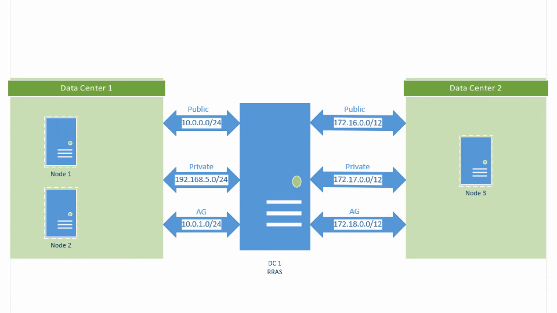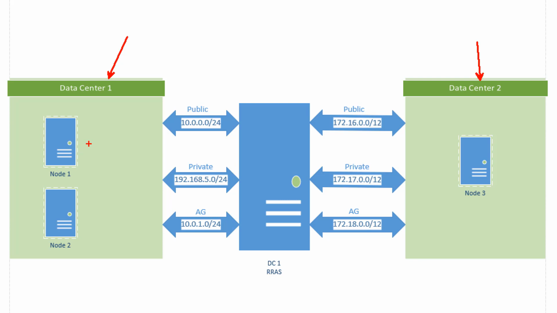What we'll see here is we've got two different data centers. Data center 1 is on a completely different physical network than data center 2. The idea here is that we have a 3-node cluster, and it's going to be a multi-subnet.